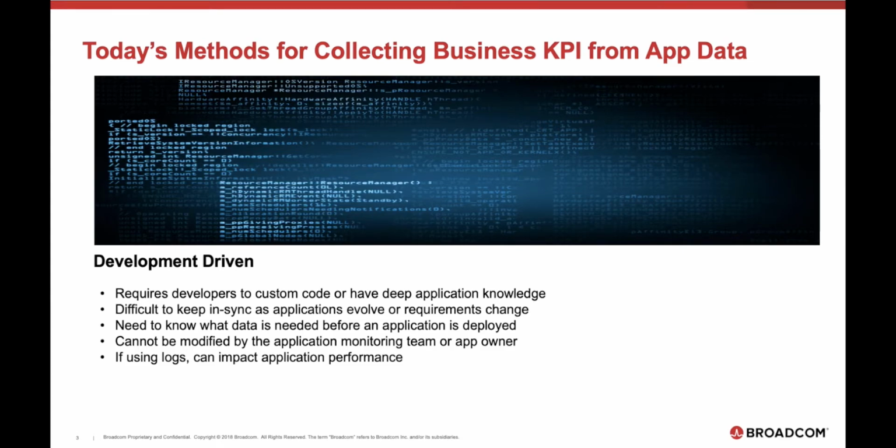The application monitoring team and application owner cannot easily change their requirements in real time as to what information they need from a business KPI. Many developers send the business KPI information to logs. This can impact application performance as it is writing entries into the file system for every individual transaction that a user performs.